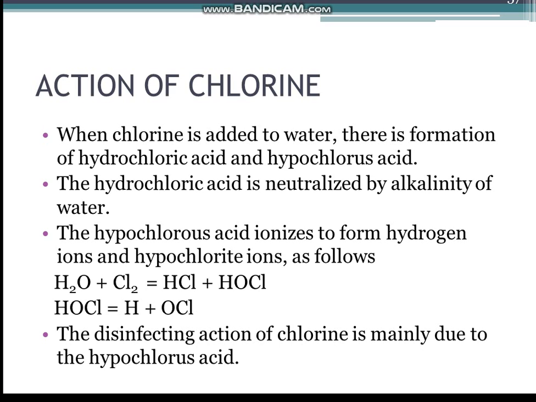Chlorine acts best as a disinfectant when the pH of water is around 7 because of the predominance of the hypochlorous acid. When the pH value exceeds 8.5, it is unreliable as a disinfectant because about 90% of the hypochlorous acid gets ionized to hypochlorite ions.